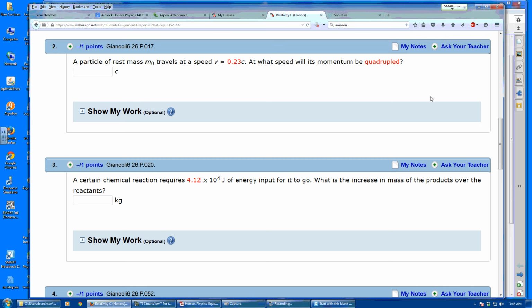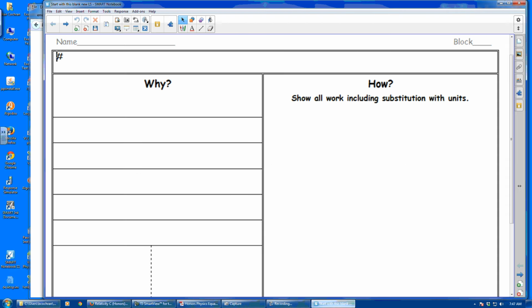We'll start with number 2. A particle with rest mass m0 has some relative speed. At what speed will its momentum be quadrupled? Right away, I should make sure I know what quadrupled means, if you're not clear on that.